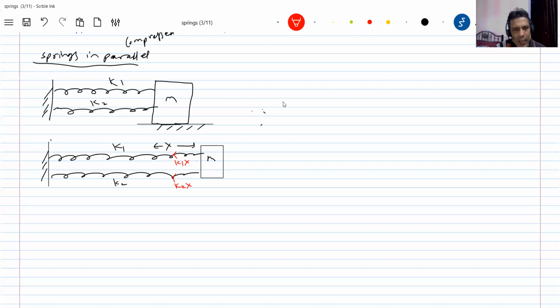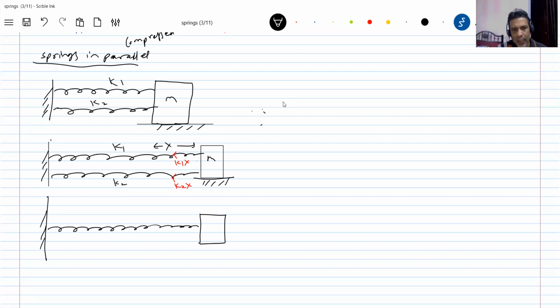Then what happened? The block is acted upon by both the forces, so because of that, it will start moving. Now, when can I say that this spring is equivalent to that? What I'm trying to do is, if two springs are there, can I replace them with one equivalent spring?